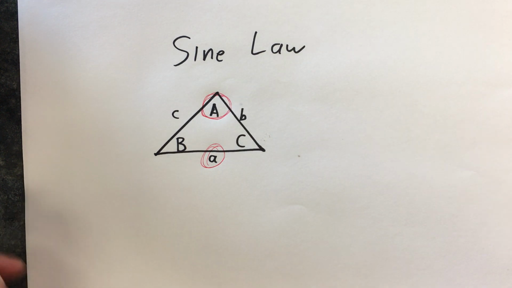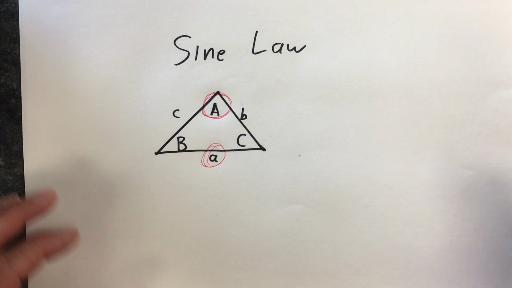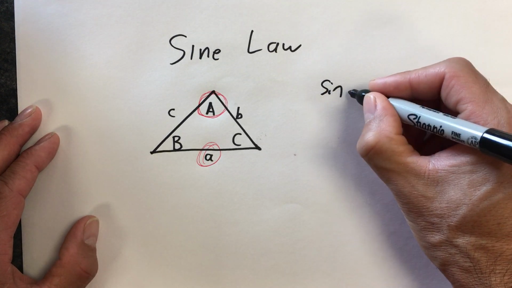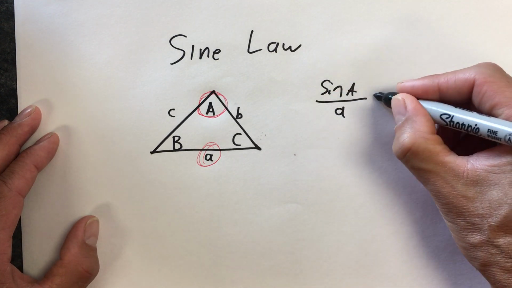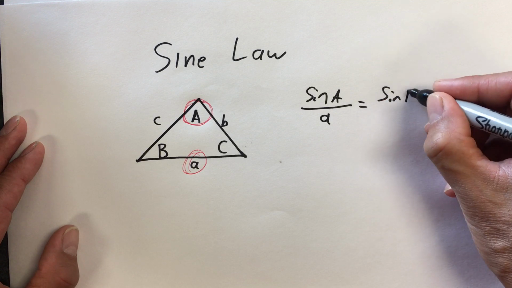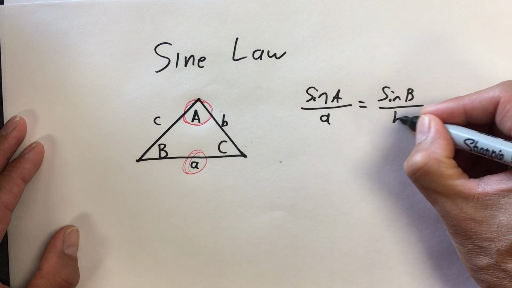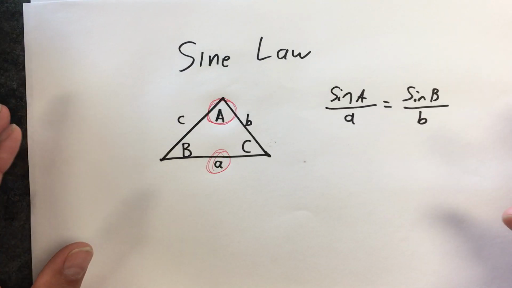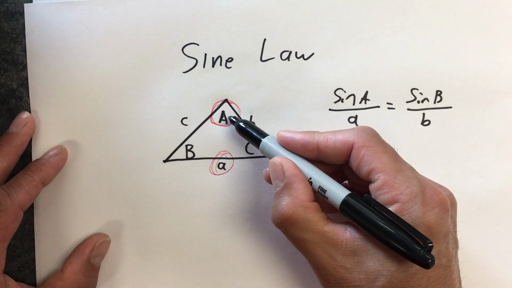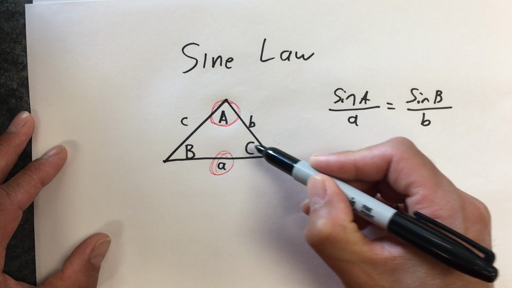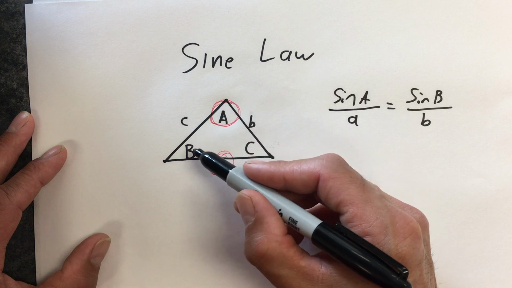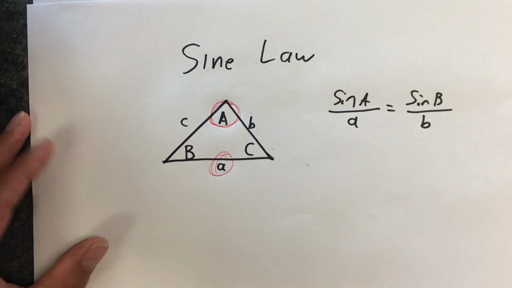We use the sine law to solve triangles when we don't have a right angle. That is, if we don't have a 90-degree angle. The sine law is the sine of angle A over side length A is equal to the sine of angle B over side length B. And I could also say that's equal to the sine of C over C as well. So what that means is the sine of this angle divided by this side is equal to the sine of that angle divided by that side, and likewise equal to the sine of this angle divided by this side.